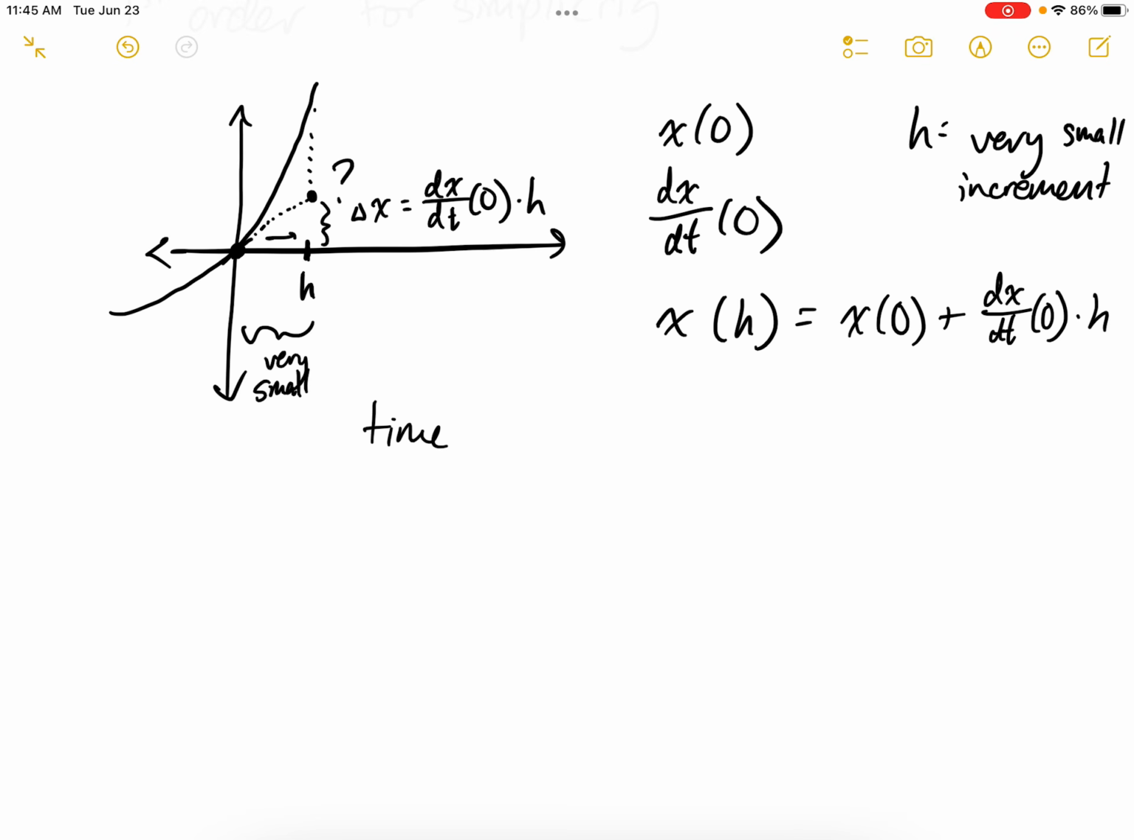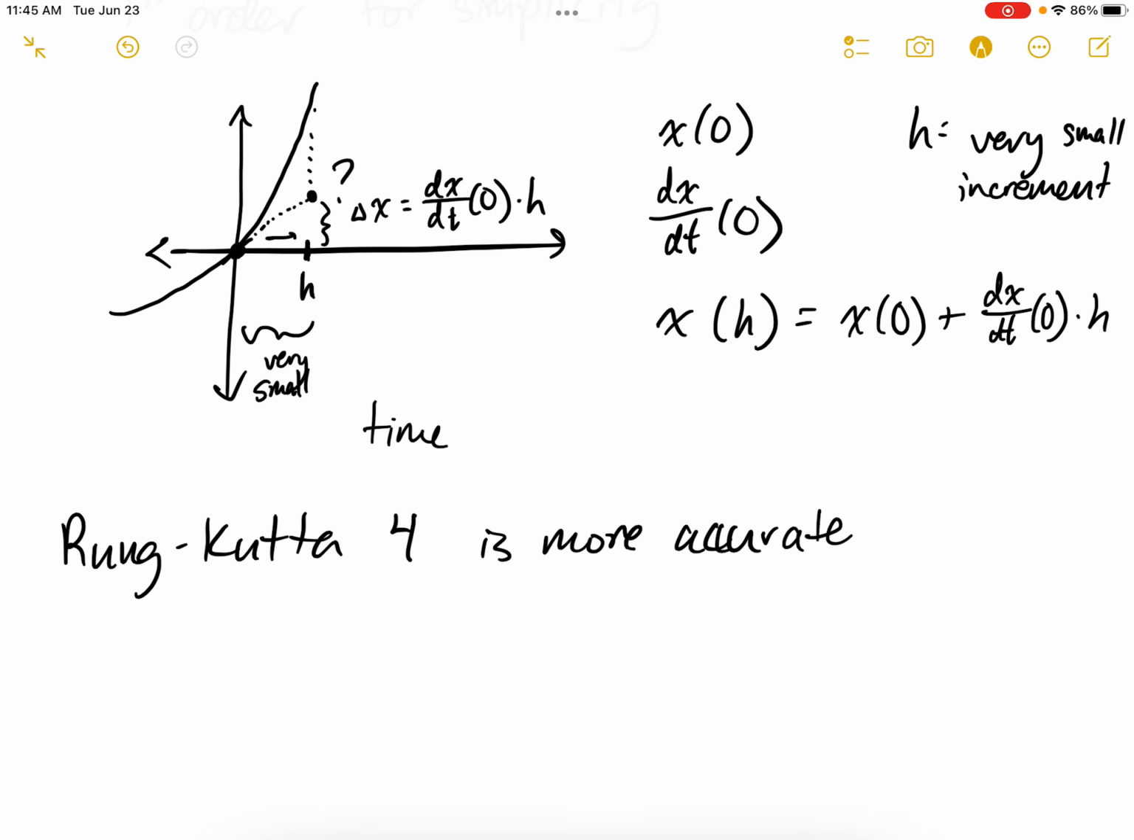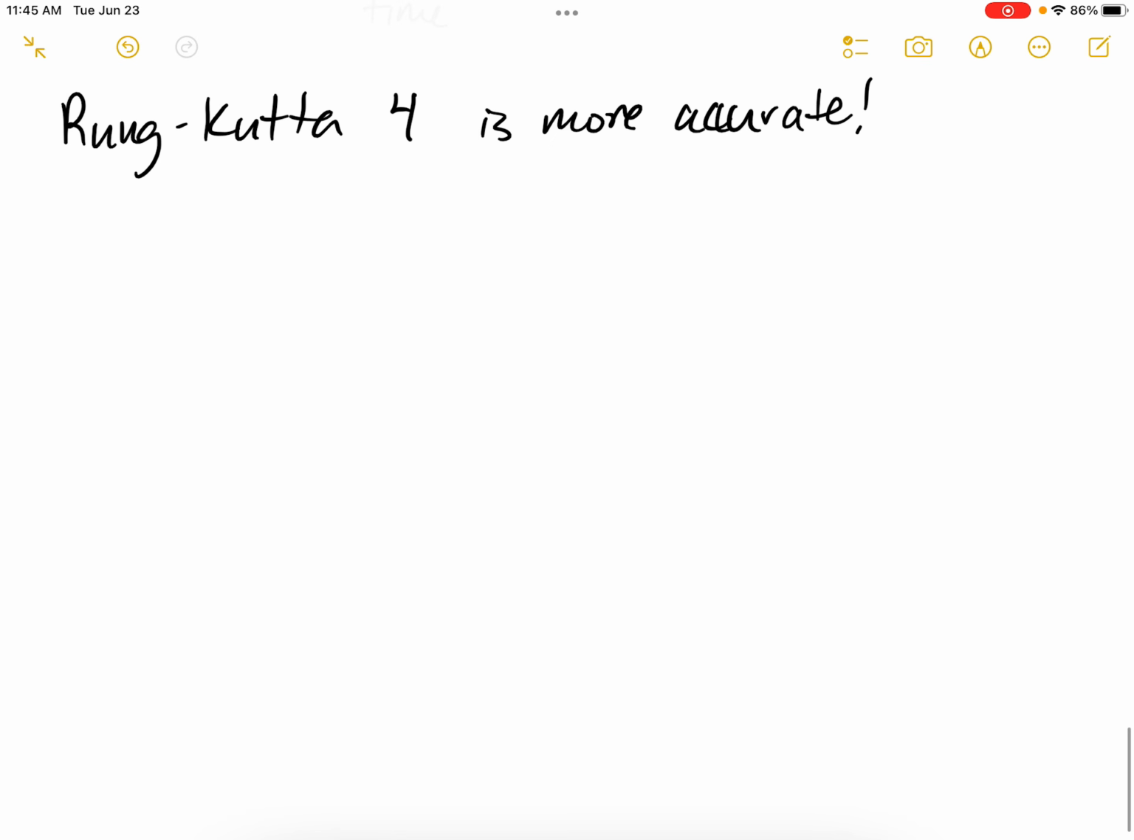So the Runge-Kutta methods are quite similar. I'm going to be discussing Runge-Kutta 4, which is very commonly used. It's a little bit more complicated, but more accurate. So let's go over that. So imagine that we do the first Euler method.